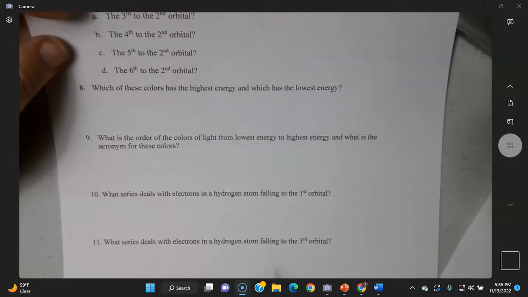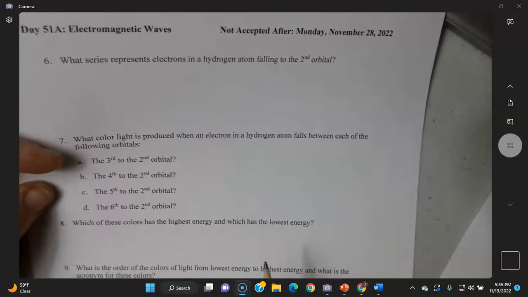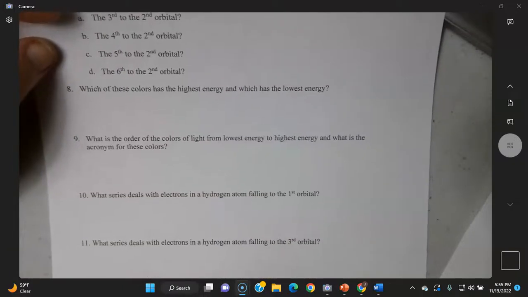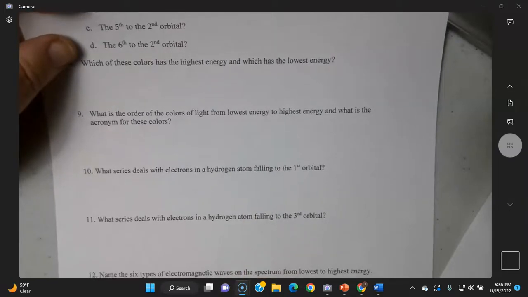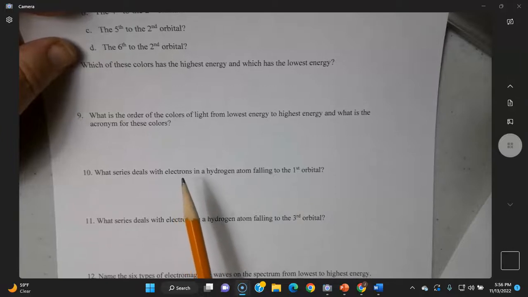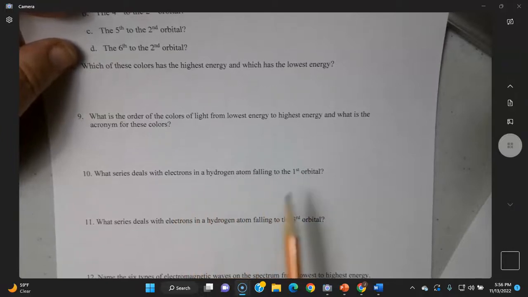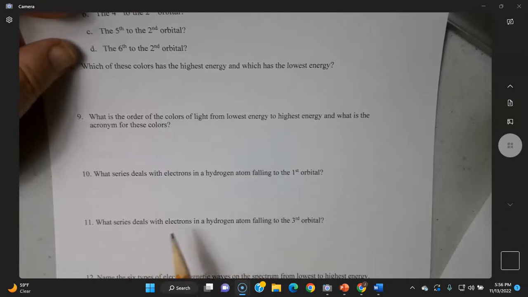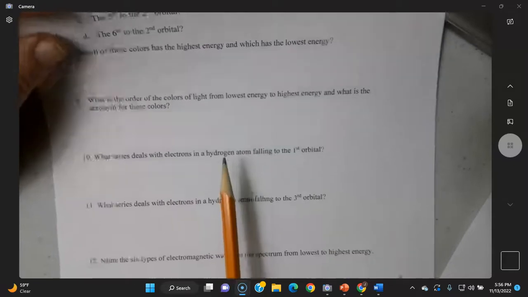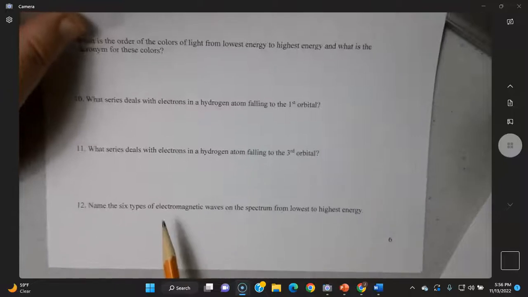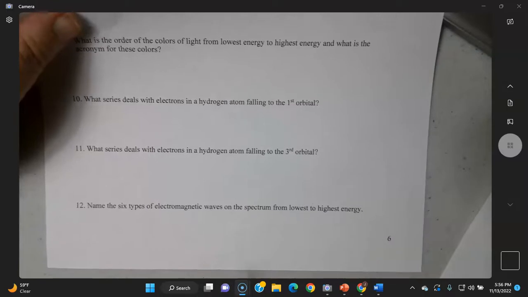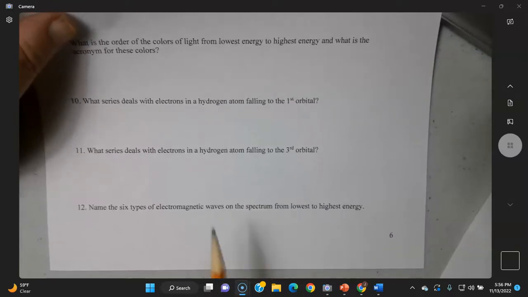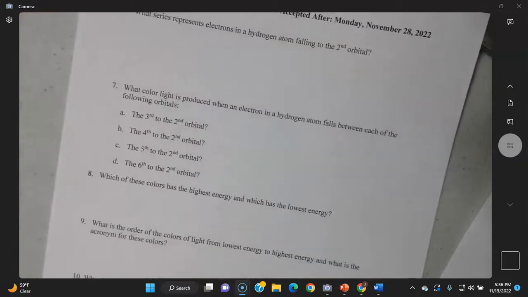What is the order of the colors of light from? Well, that's kind of asking the same question as, I think, question number 4, but that's okay. Answer it again, seriously. Just write them out. You don't have to give me complete sentences, okay? What series deals with electrons in hydrogen falling to the first orbital? Okay, that question hasn't been asked yet. That's in the video. What series deals with electrons in a hydrogen atom falling to the third orbital? That's in the video. Watch it. And name 6 types of electromagnetic waves on the spectrum from lowest to highest. Just go to the electromagnetic spectrum, the part of the video, and you can answer that very easily. Okay, that takes care of this.